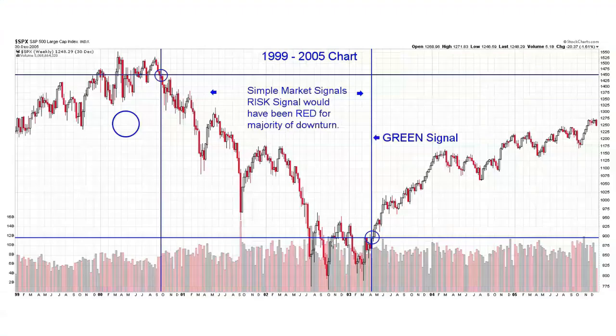All right. Now let's go back and take a look at how simple market signals could have helped you in the bear market that started in 2000 and ended in '03, and then next we'll take a look at the bear market that started in 2007 and ended in '09. So in 2000, you can see that the risk signal, the market mode signal, would have turned red right here at approximately 1450 on the S&P 500. And this risk signal would have been red through the majority of this downturn and then turned green right here just under 900 on the S&P 500.